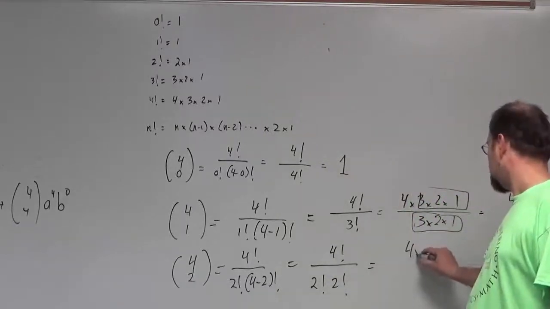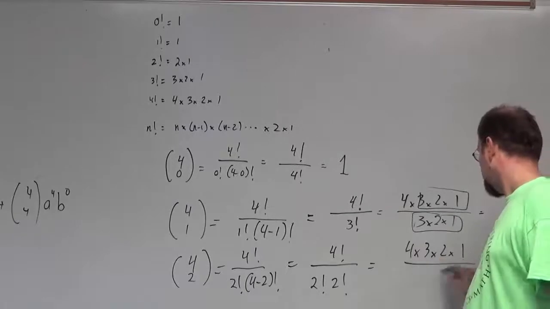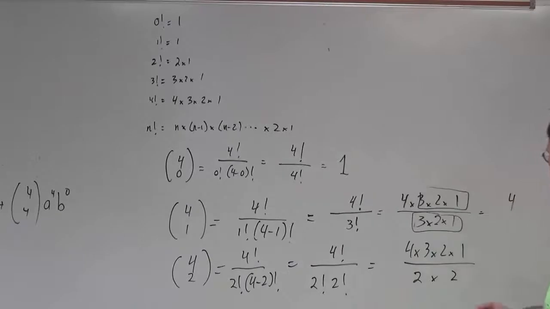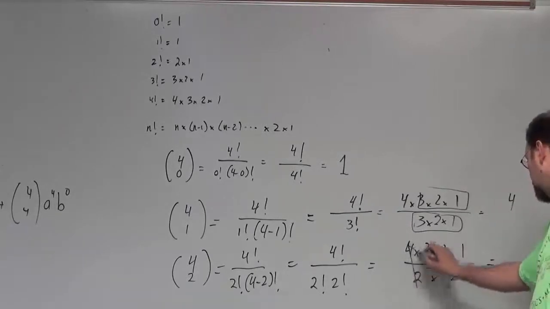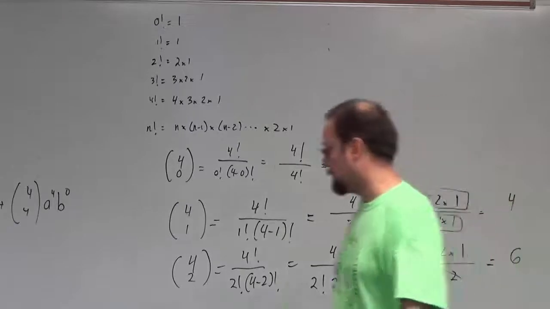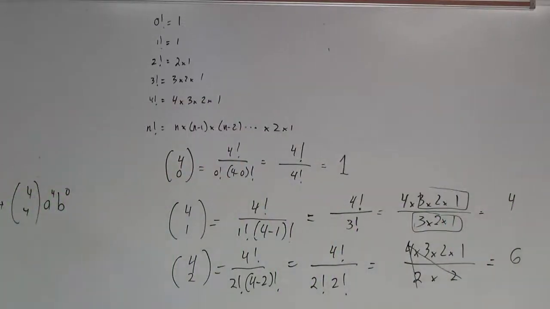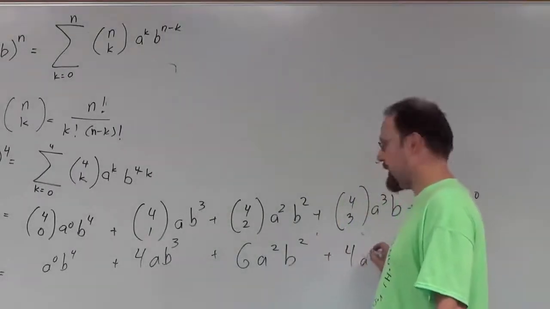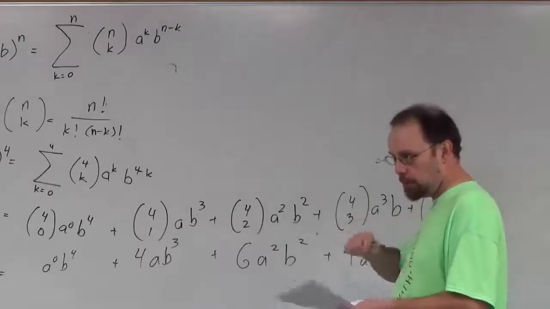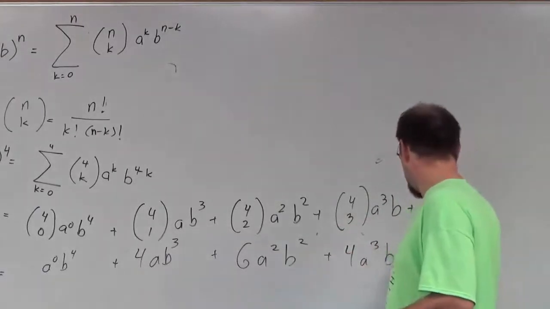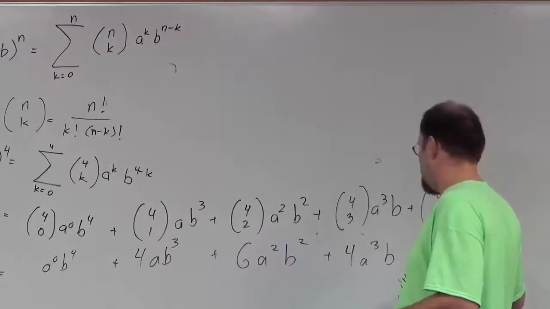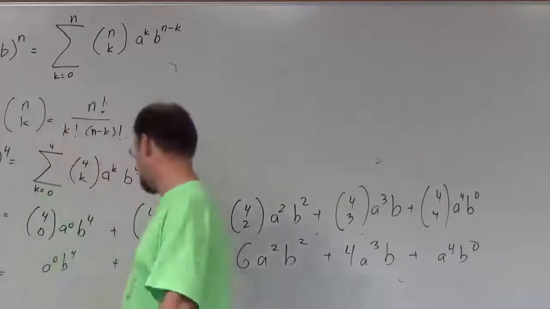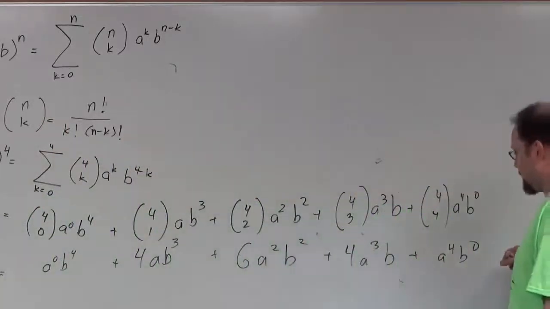So you have 4 times 3 times 2 times 1, and 2 factorial is 2, and the other 2 factorial is 2. So it gets 6. And if you're familiar with Pascal's triangle, these binomial coefficients are generated in Pascal's triangle. You would get exactly what you wrote down. Well, not exactly, in reverse order, right? There's some symmetry here.